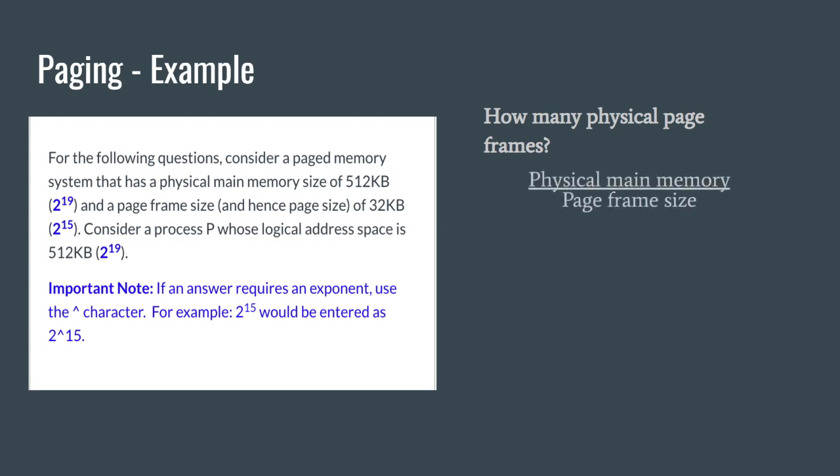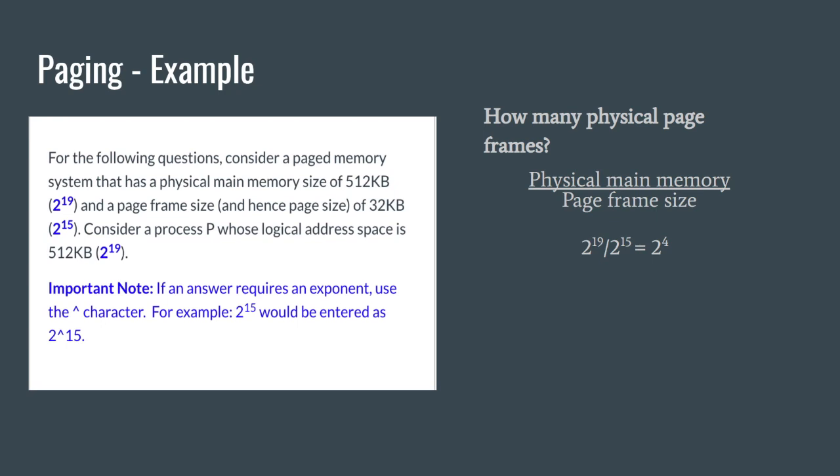So our physical main memory is 2 to the 19th, and our page frame size is 2 to the 15th. Now remember, when dividing exponents, you just need to subtract. So you do 19 minus 15, and you'll get the answer, if you could click once again, Chris, 2 to the 4th. Are we all good on getting physical page frames?